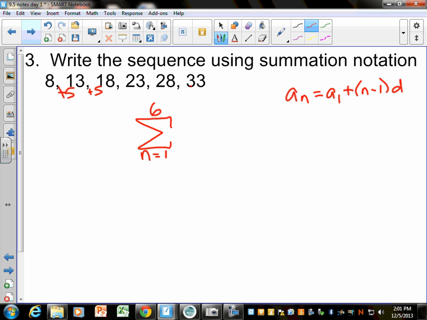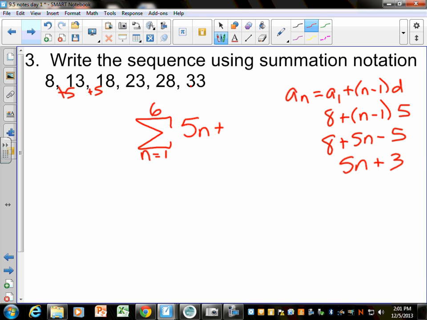And do we know the first term? Do we know the common difference? Which means we can write that formula. And notice, I picked n because that's what's up here. If you use j, then you need to make sure your formula has j in it. But I'm just going to work this out now. So I get 8 plus n minus 1 times 5, or 8 plus 5n minus 5. Or what would that be? 5n plus 3. That's my formula. So I write it over here. 5n plus 3. Or 5k plus 3 if you wanted to use k.